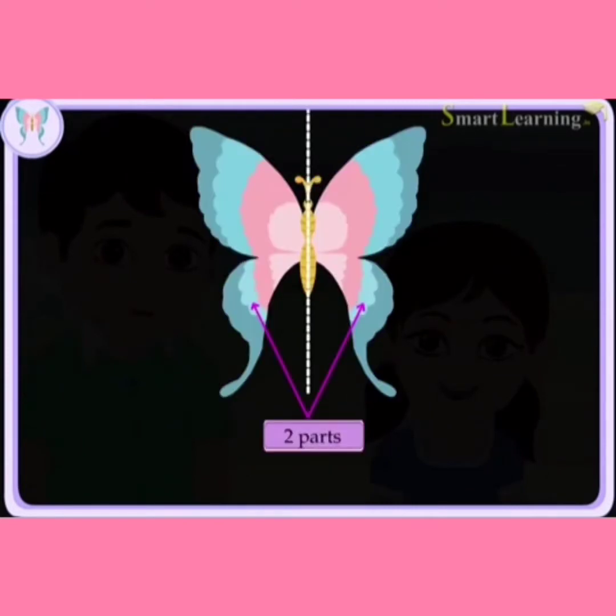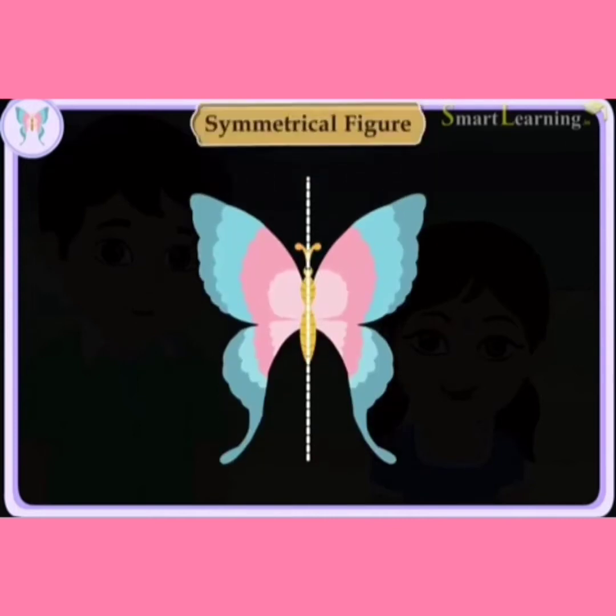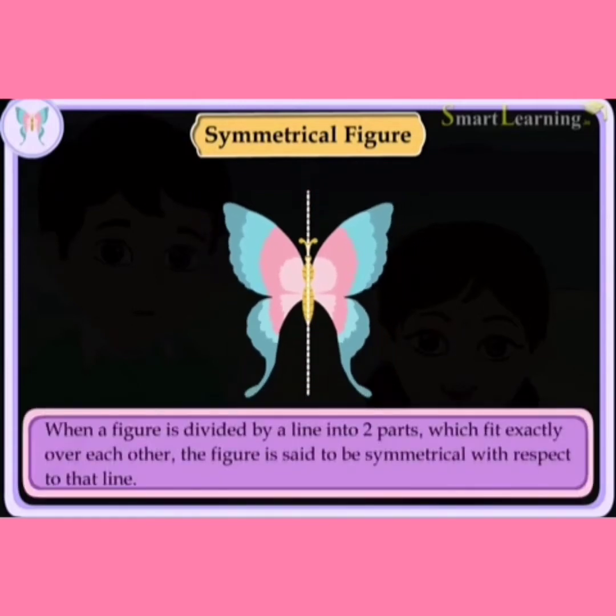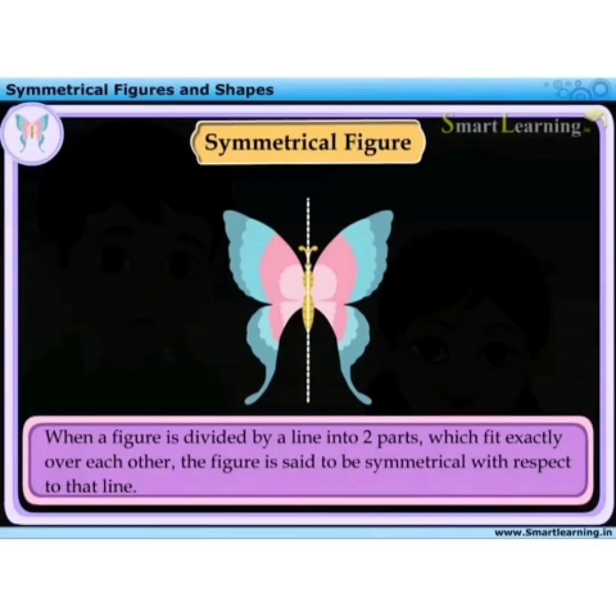In this figure, the folding line divided the butterfly into two identical parts. Such a figure is known as symmetrical figure, and this line is known as axis of symmetry. When a figure is divided by a line into two parts which fit exactly over each other, the figure is said to be symmetrical with respect to that line.